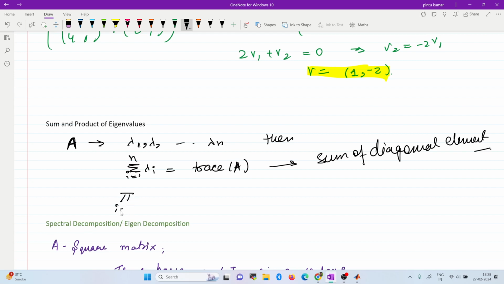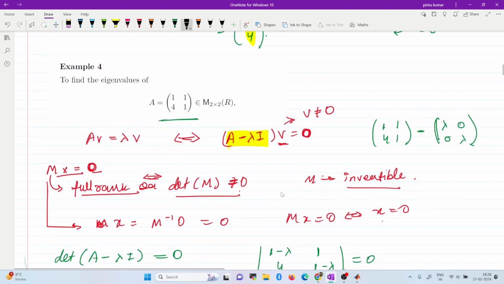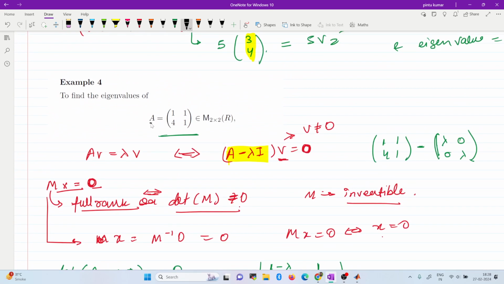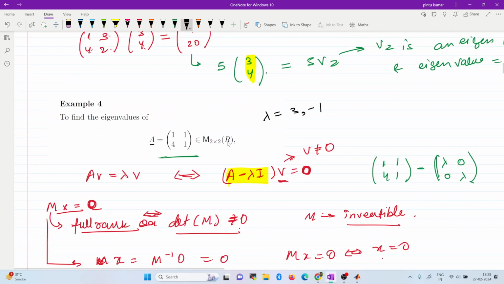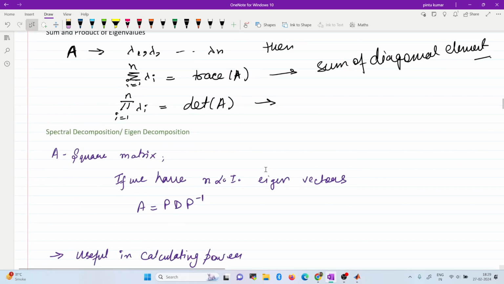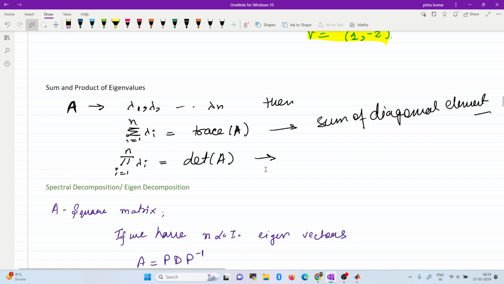Another property is that if you take the product of all these eigenvalues, you get the determinant of your matrix A. I'm not going to prove it, I'm just going to state it. We can verify it with the last example that we had. Here you had A is equal to 1 1 4 1. The eigenvalues that you obtained were 3 comma minus 1, right? If you take the sum of these eigenvalues, the sum is 2, and if you take the sum of the diagonal elements, that is your trace. So trace is equal to the sum of eigenvalues. Now the product is equal to -3. You calculate the determinant over here: 1 minus 4 is equal to -3. So it is true for any arbitrary matrix, and you can use this.